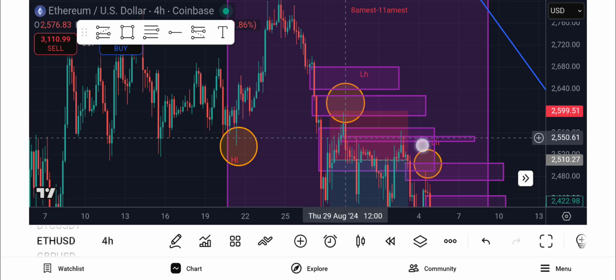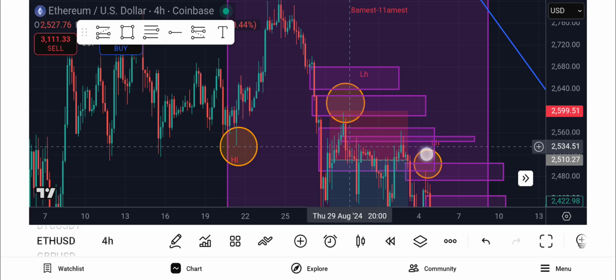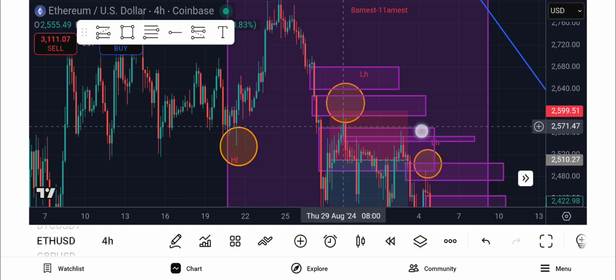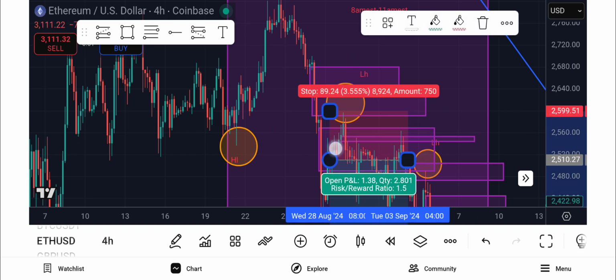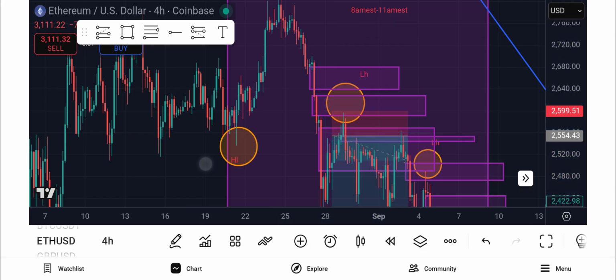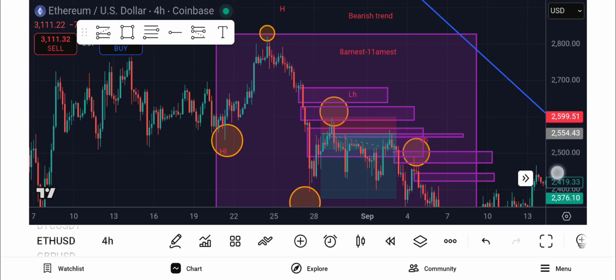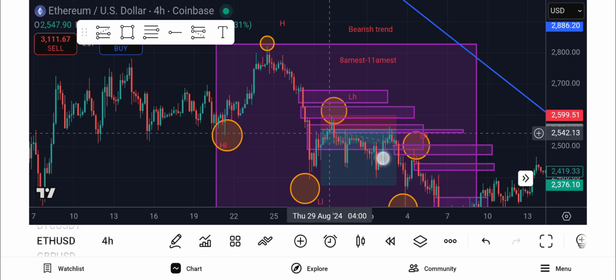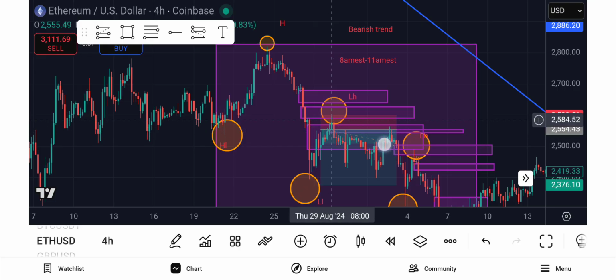Came back down and formed another fair value gap here. But look at what time this is. 8 a.m. Nice little entry right there. But the entry would have been up here. Nice little entry right there. Price never took it out. Because remember, the only time we enter is when the candle closes. Candle closed at 8 a.m.